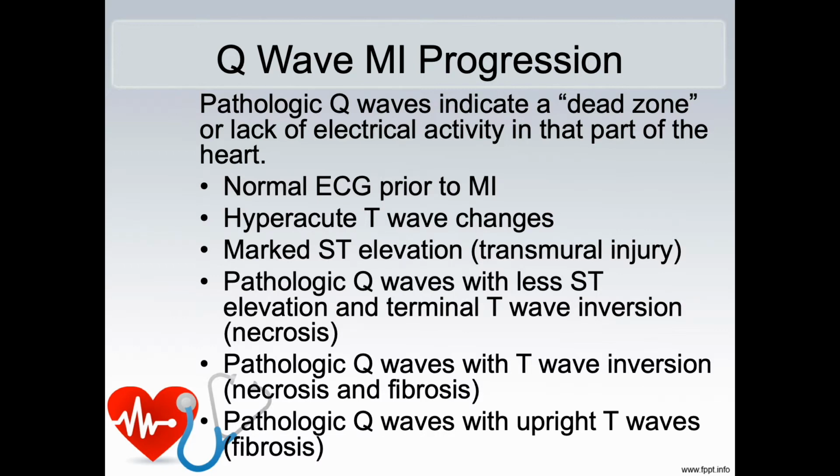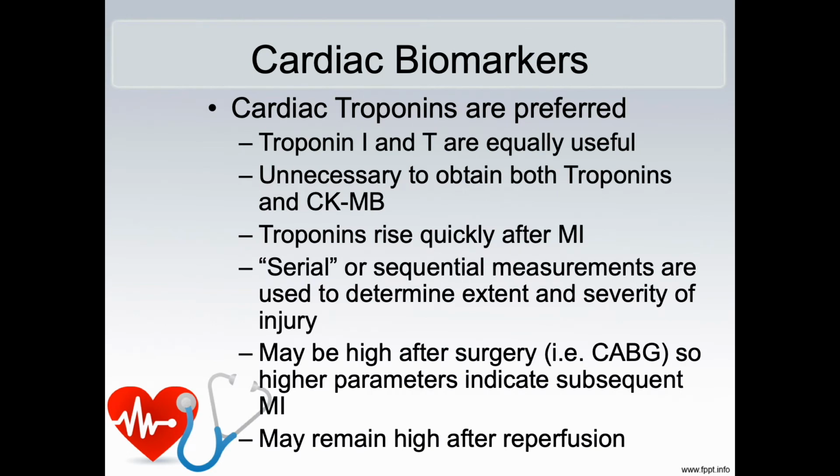A very important component in the diagnosis of myocardial infarction is the search for components of the myocardium that have escaped into the bloodstream. These are known as cardiac biomarkers, and the troponins are preferred. Troponin I and troponin T are equally useful. You should also know that if you have the troponins, you really don't need to use CK-MB. Further, troponins rise very quickly after a myocardial infarction, so it is important that serial or sequential measurements are used to determine the extent, the severity, and the duration of the myocardial infarction.